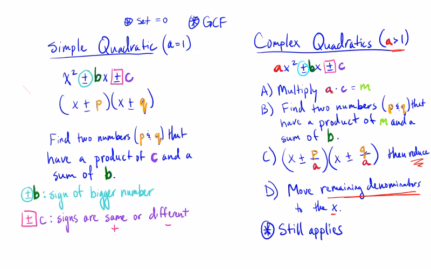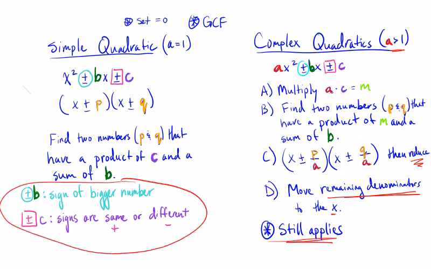And so I want to note that this still applies. Okay, so the sign of the bigger number is whatever B is. The sign of B is the sign of the bigger number, and the sign of C tells you if the signs are the same or different, right? Positive means the same, negative means different. Okay. All right, let's see some examples.